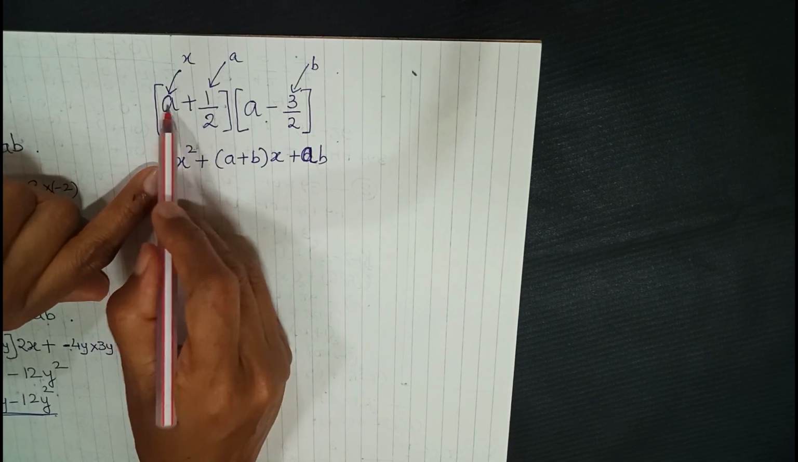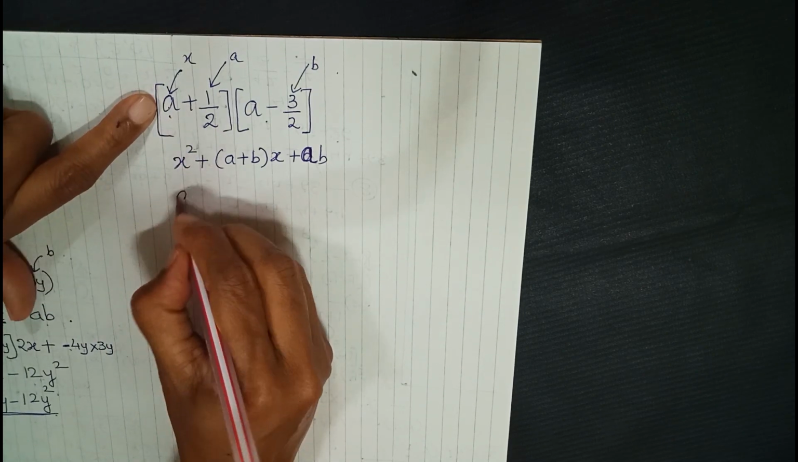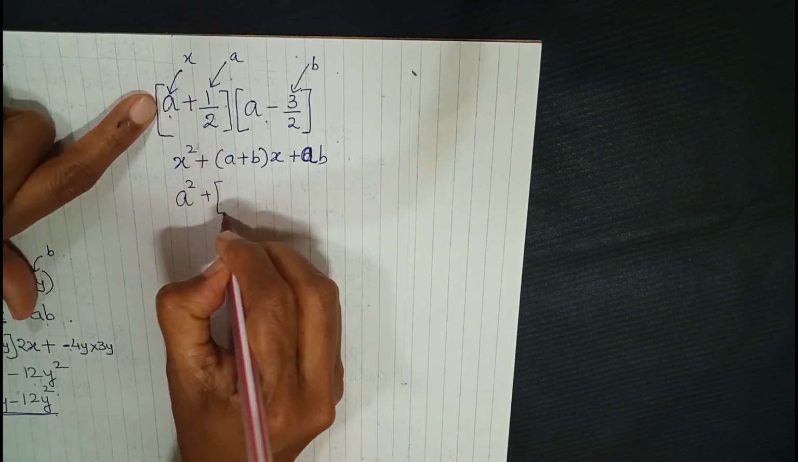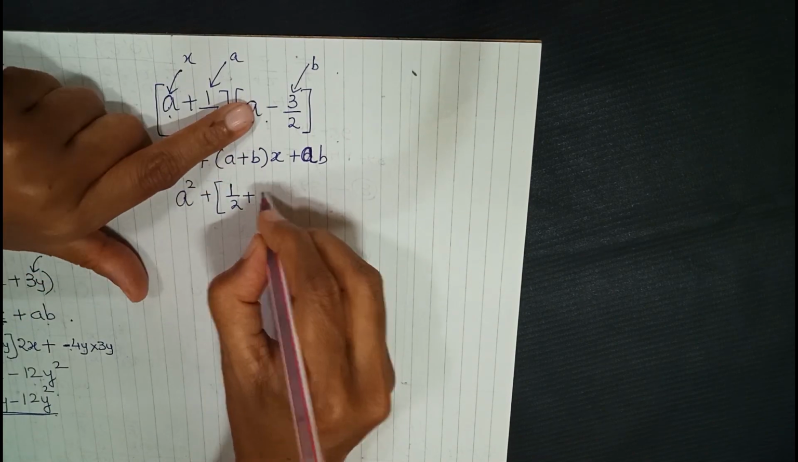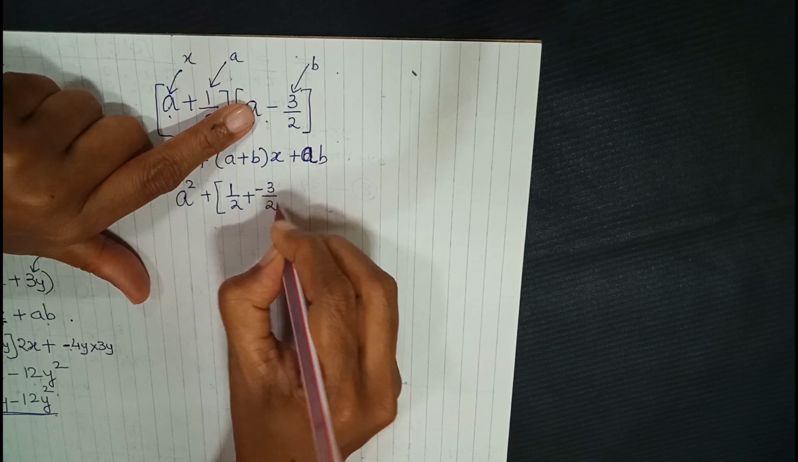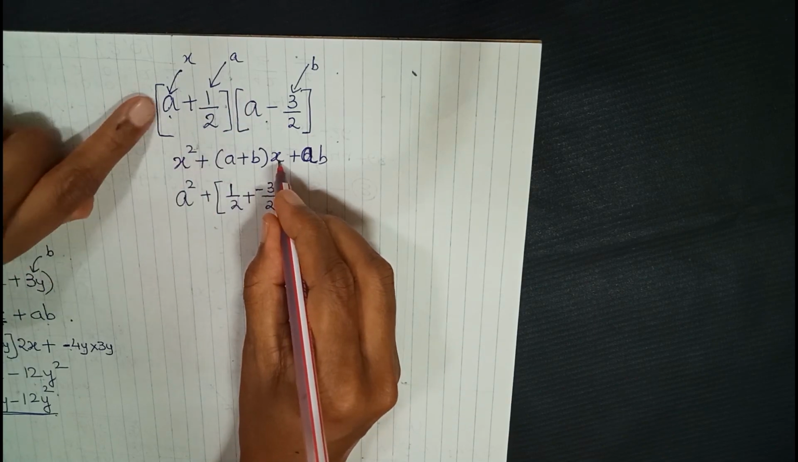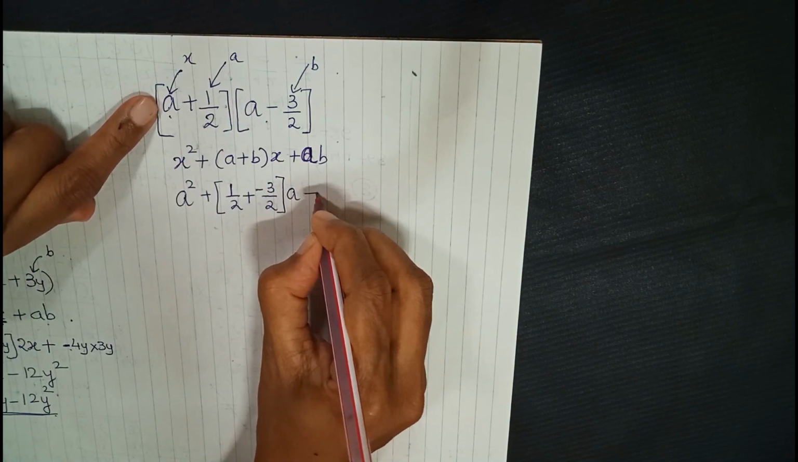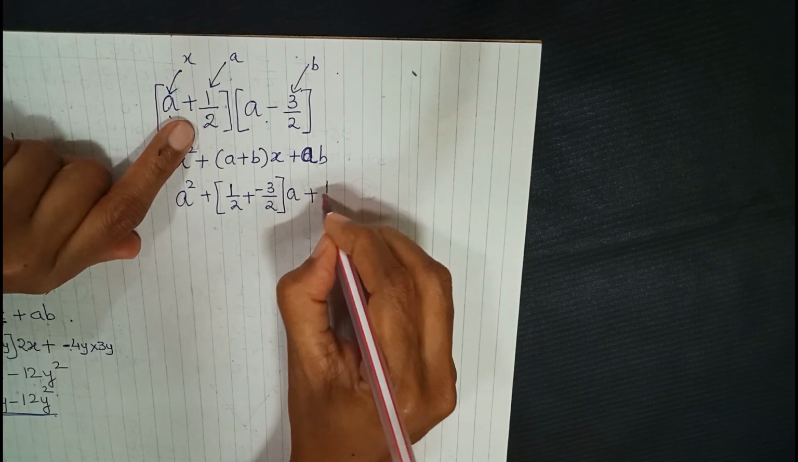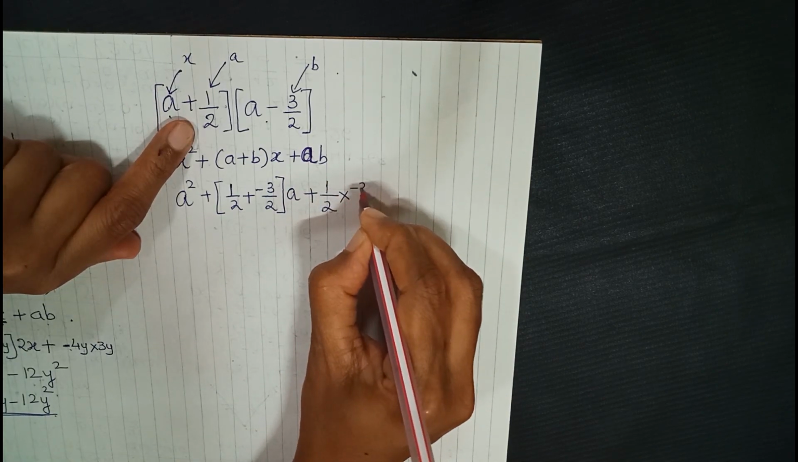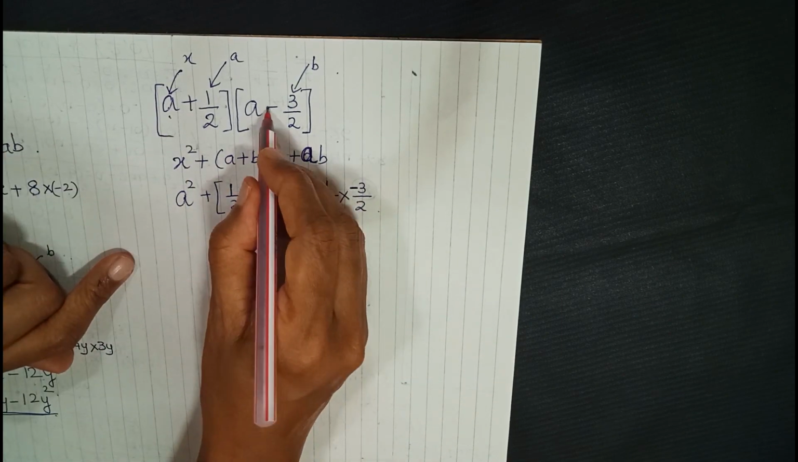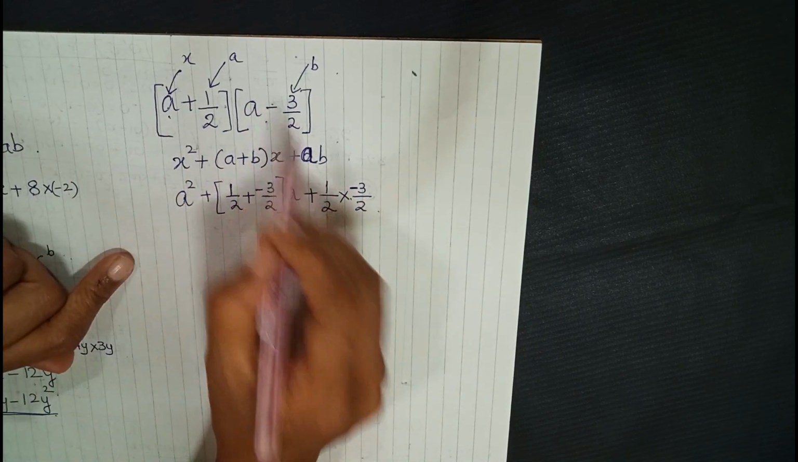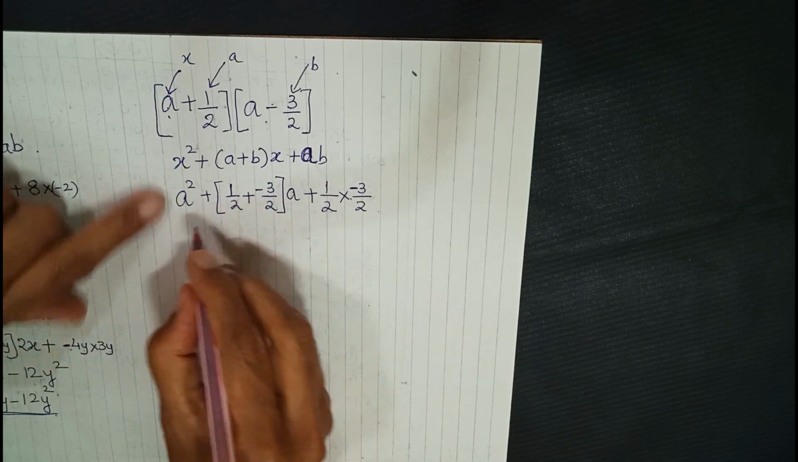So what is x square will be a square, right? So a square plus what is a? 1 upon 2, plus what is b? Minus 3 upon 2. Multiplied by x. x is nothing but a, plus ab. That is 1 upon 2 into minus 3 upon 2. Here all the numbers you should take with the sign. Whenever there is a minus sign, you should take the number along with the minus sign.